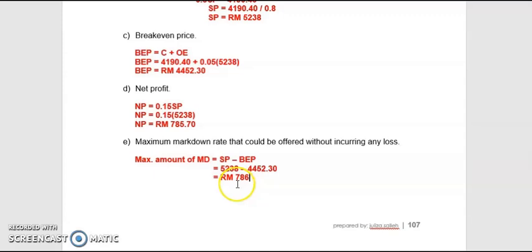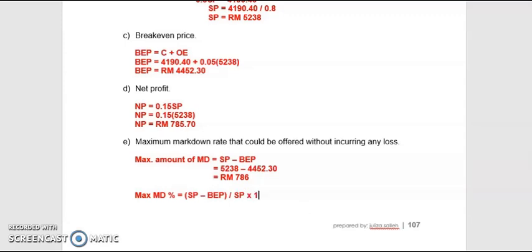If you give 787, then you will suffer a loss. Okay, but if you give markdown of, for example, 780, below than amount of maximum markdown here, you still have some profit. Okay, so now we want to find in rate or percentage. So what is the maximum rate? So maximum markdown rate or percentage is selling price minus break-even price, which is the maximum amount of markdown just now. So if you want to find rate or percentage, divide by original selling price.